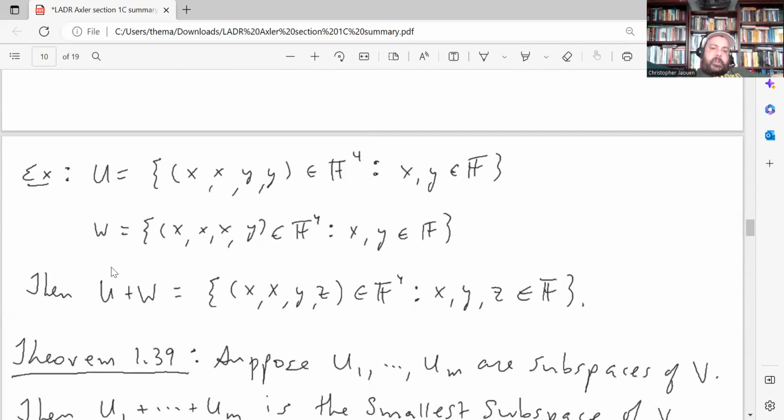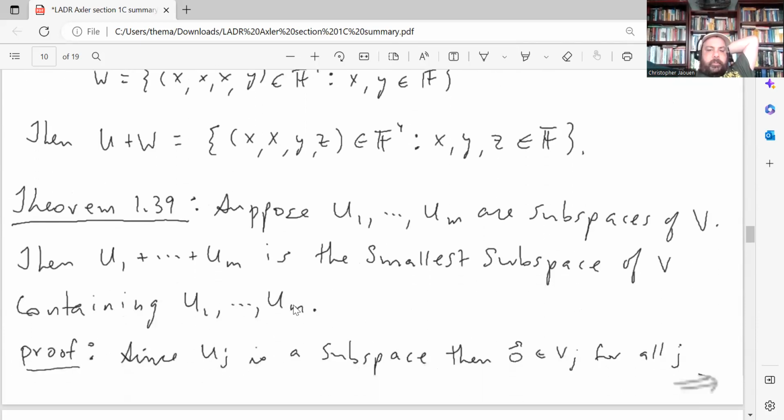Right, and then just another example of a sum of vector spaces. So you just add these two together, and you get this. Sorry, we haven't proven that it's a subspace yet, but we get the sum. So that's what it looks like.